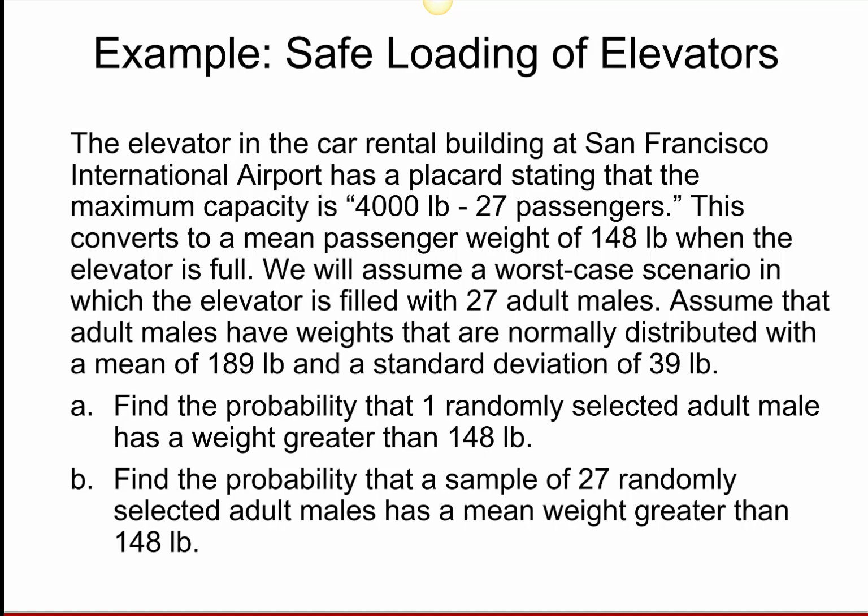Assume the adult males have weights that are normally distributed with a mean of 189 pounds and a standard deviation of 39 pounds. First, we want to find the probability one randomly selected adult male has a weight greater than 148. And then secondly, we want to find the probability that a sample of 27 randomly selected adult males has a mean weight greater than 148.